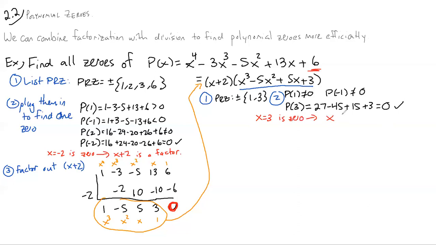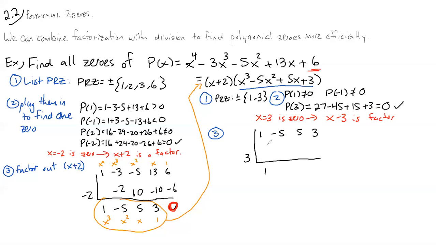So x minus 3 is a factor. So again, I'm just going to factor it out. Synthetic division will usually work pretty well for you here. So I'll plug in my 3, all my coefficients, 1, -5, 5, and 3, and I'll run my synthetic division.